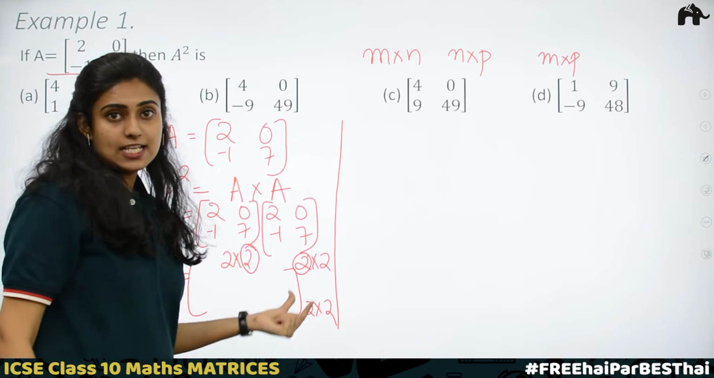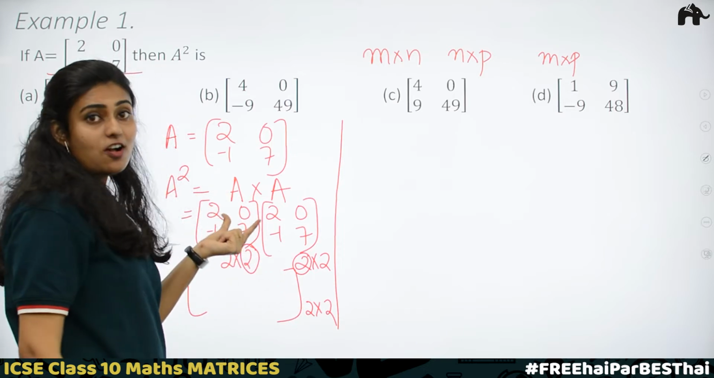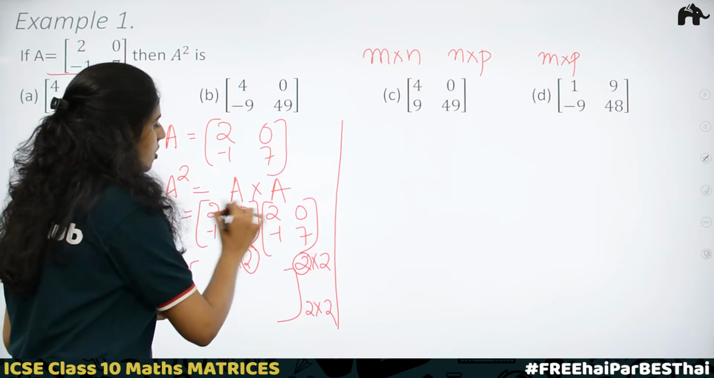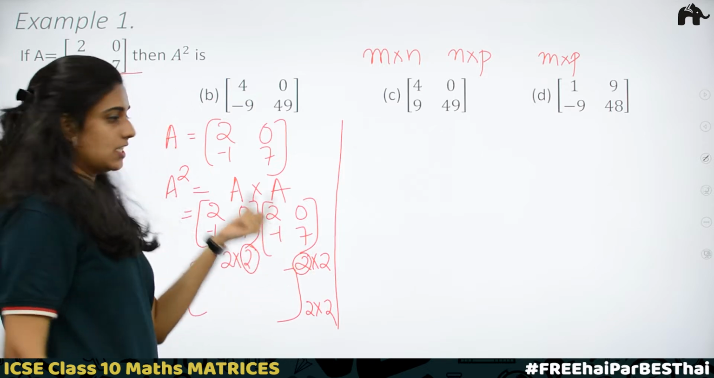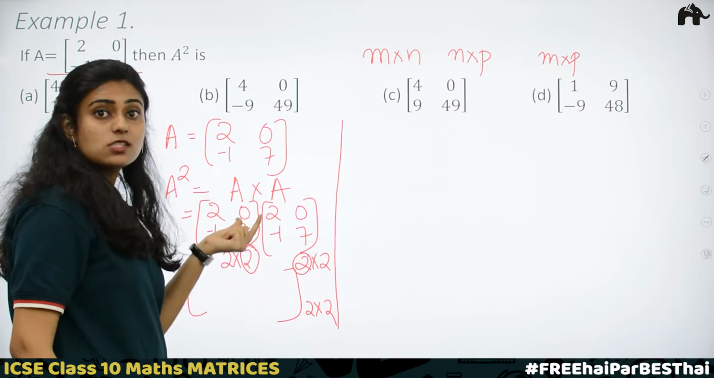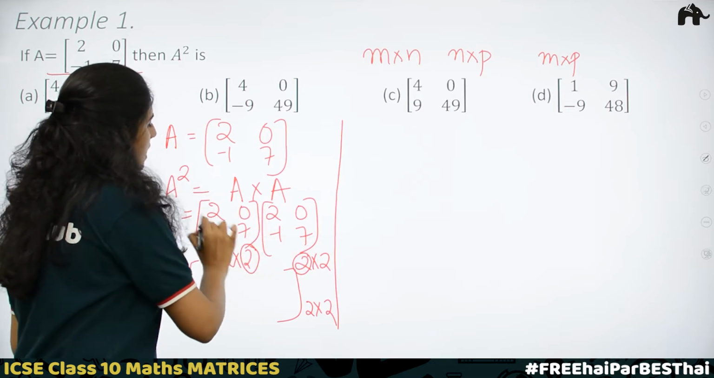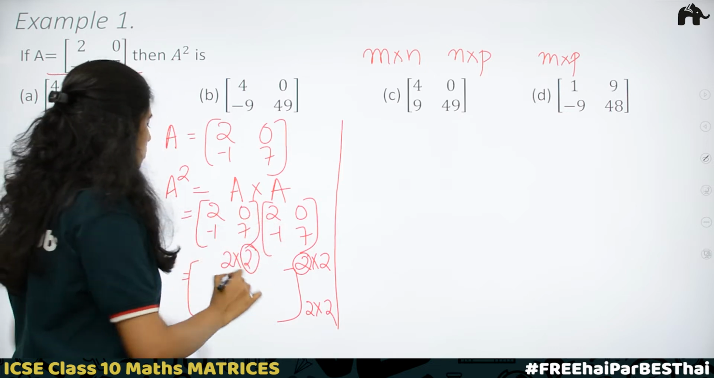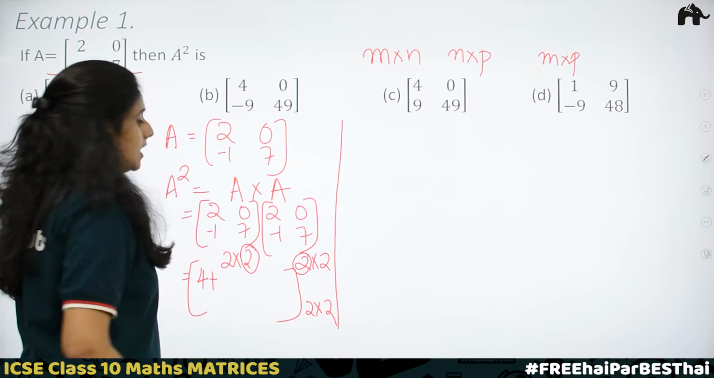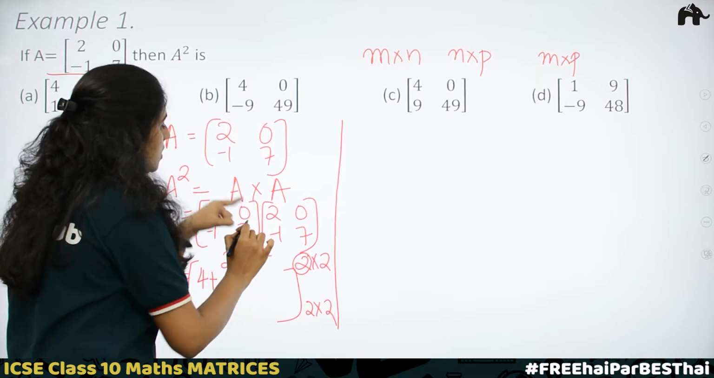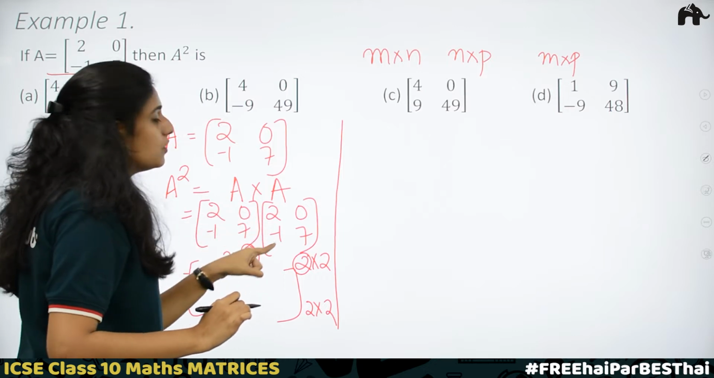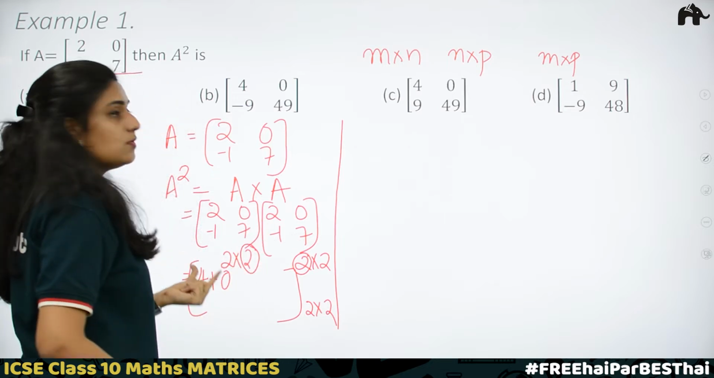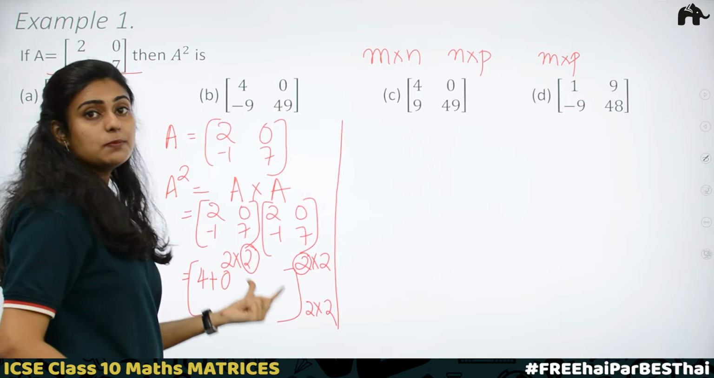Okay. To get the first element, what to do? We have to consider the first row of the first matrix and the first column of the second matrix. This is the first row. This is the first column of the second matrix. Now take the first elements of these two matrices and multiply them. Here the first element of the first row is 2. The first element of the first column is 2. 2 into 2, 4 plus. Next, we have to take the second element of the first row and the second element of the first column of the second matrix. 0 into minus 1, which is 0. From this, we can get the first element of the product matrix.